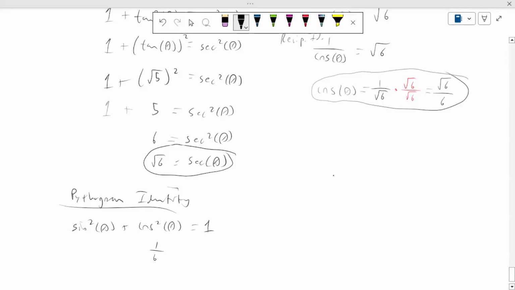You also could have used this: the square root of 6 squared is 6, 6 squared is 36, and 6 over 36 is 1/6. So I have sine squared of theta plus 1/6 is equal to 1. Any questions on that?